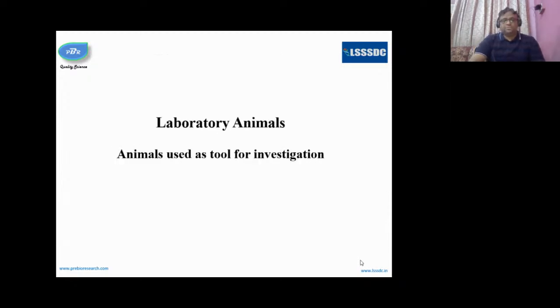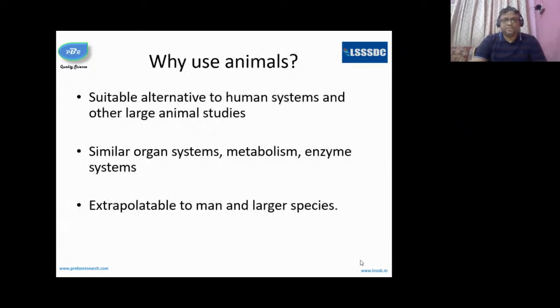As all of you know, laboratory animals are used as a tool for investigation. Of course, these are live biological systems used for investigation. What investigation? It could be to understand the pharmacokinetic properties of a compound, to understand the efficacy of a compound, or the safety issues which may arise from administration of your drug, either for a short duration or a long duration. So for all these investigations, you have to use animals, especially laboratory animals.